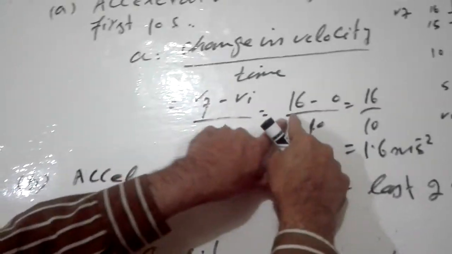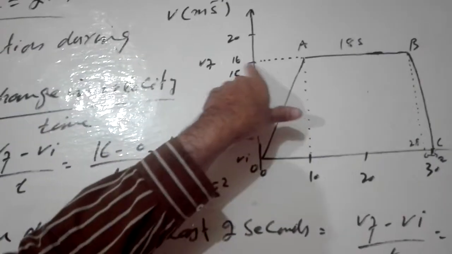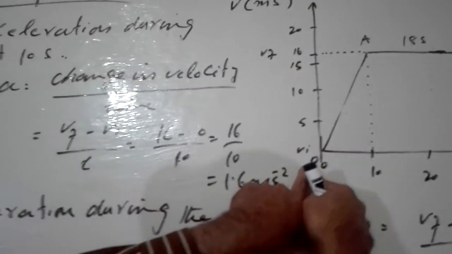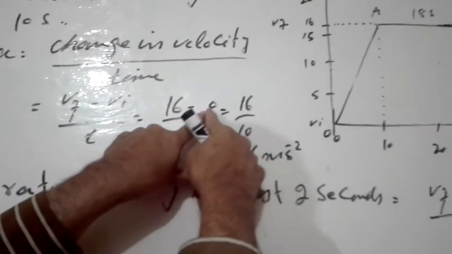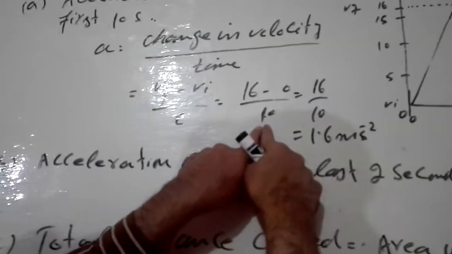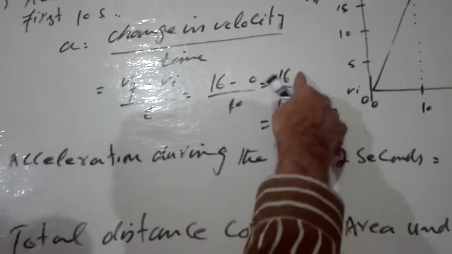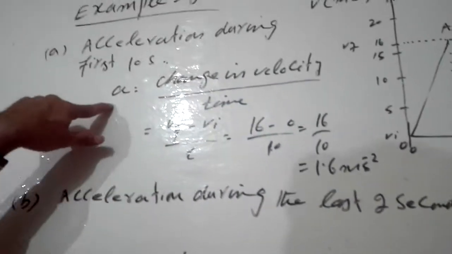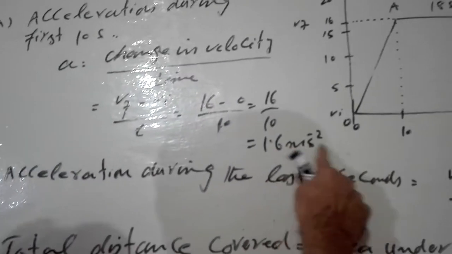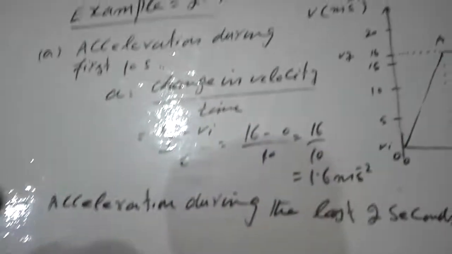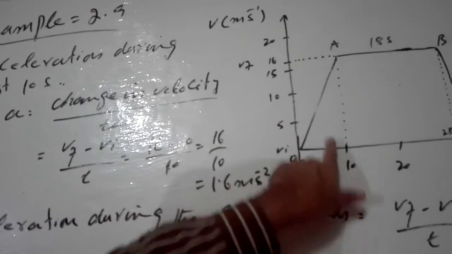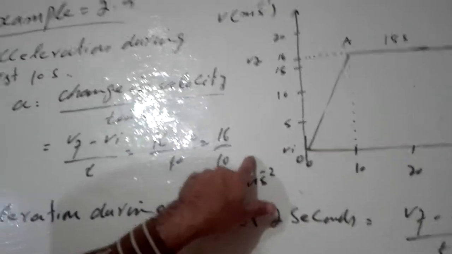Now put the value of Vf as 16. Till here 16 is the final velocity and initial is 0. Velocity is on the vertical axis. I have put the value 16 final and 0 initial. And what is the time till the first 10 seconds? So I put the value of 10. Now 16 minus 0 gives you 16, divided by 10 gives you 1.6. And what is the unit of acceleration? Meter per second square. So put the unit meter per second square. So it will be your answer to the first question: 1.6 meter per second square. So it means during the first 10 seconds its acceleration is 1.6 meter per second square.